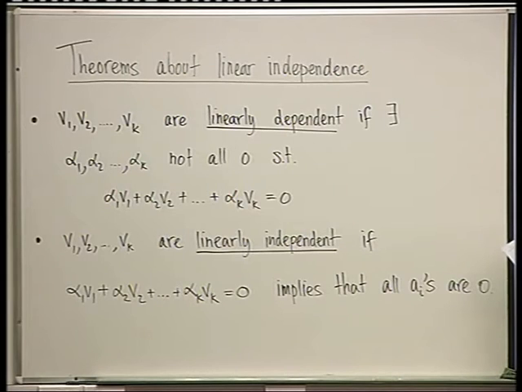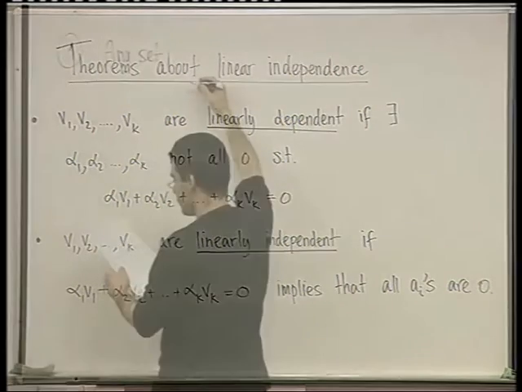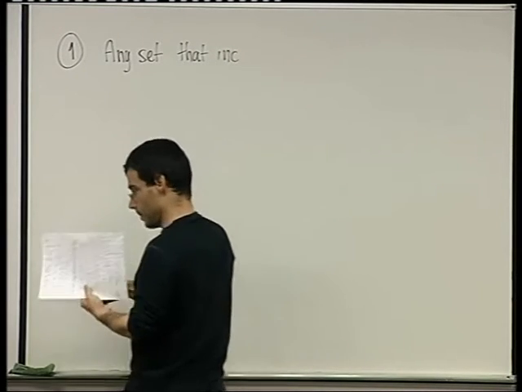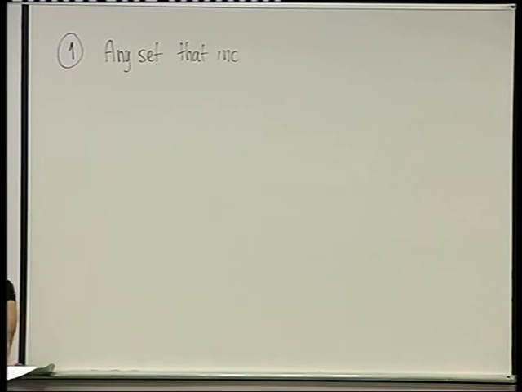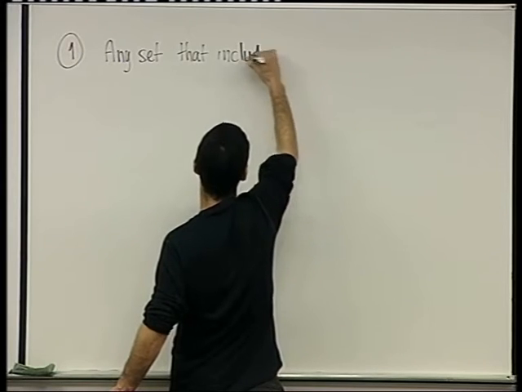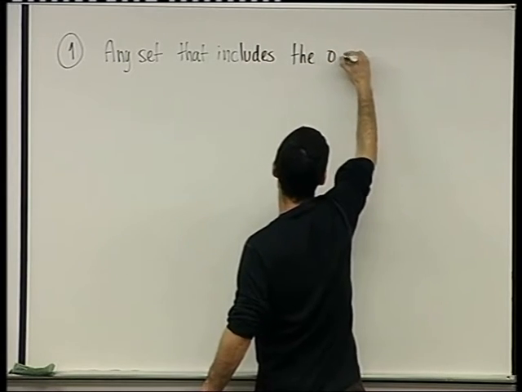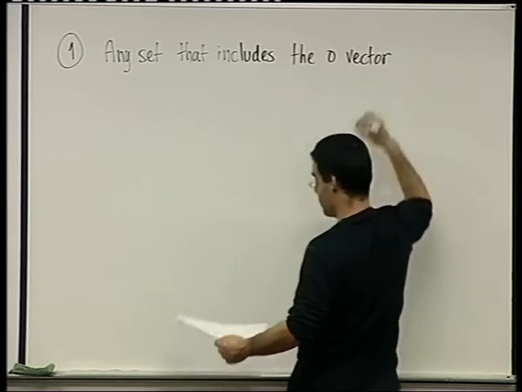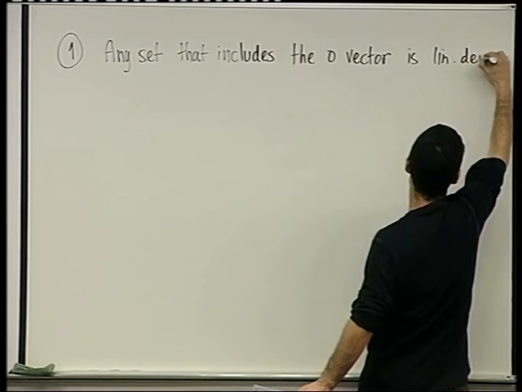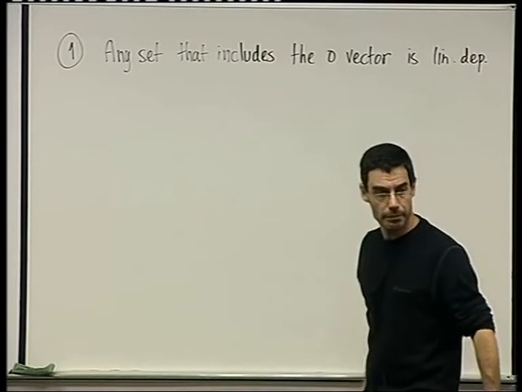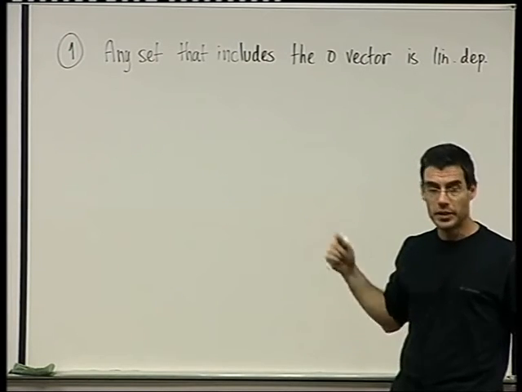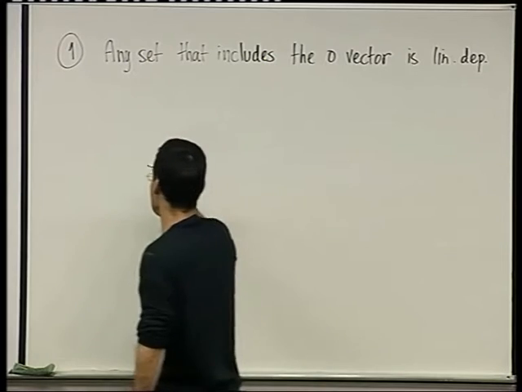Any set that includes the zero vector is linearly dependent. That's a theorem. Okay? If you have a set of vectors v1, v2, up to vk, and one of them is the zero vector, it's automatically linearly dependent. Let's prove this. Proof.